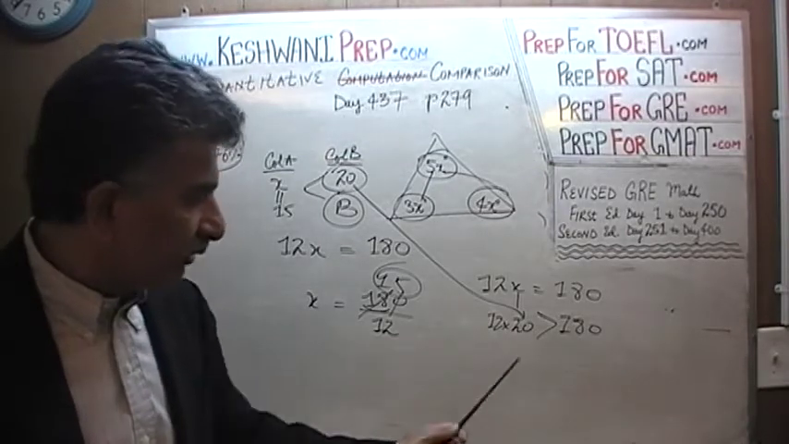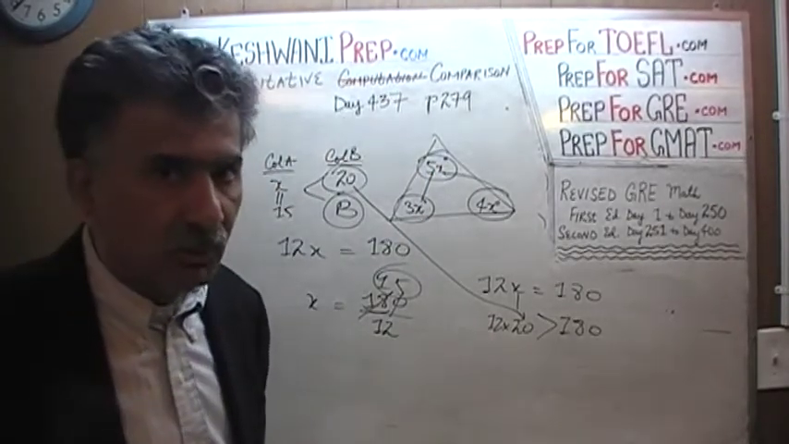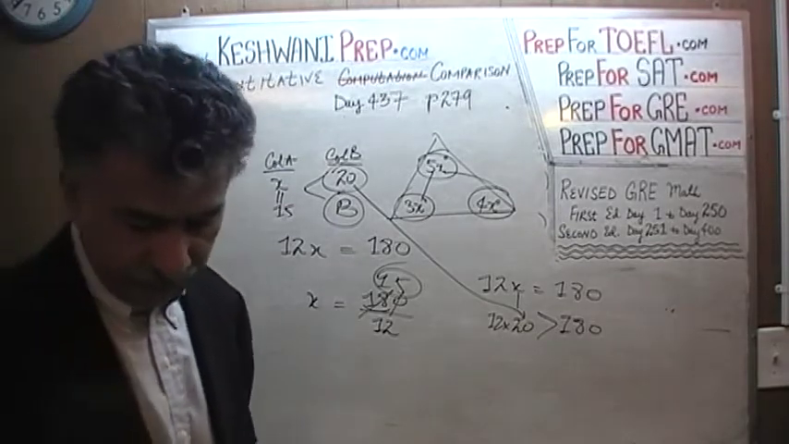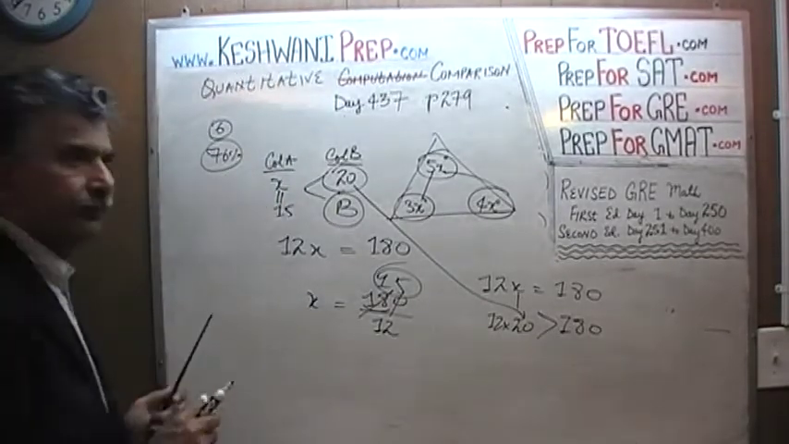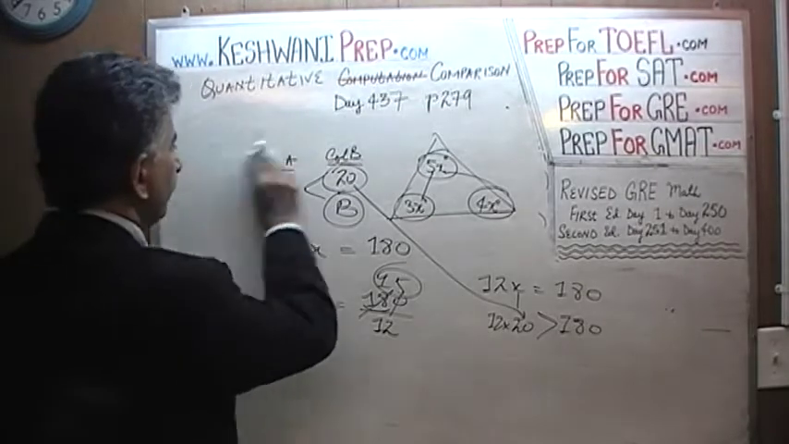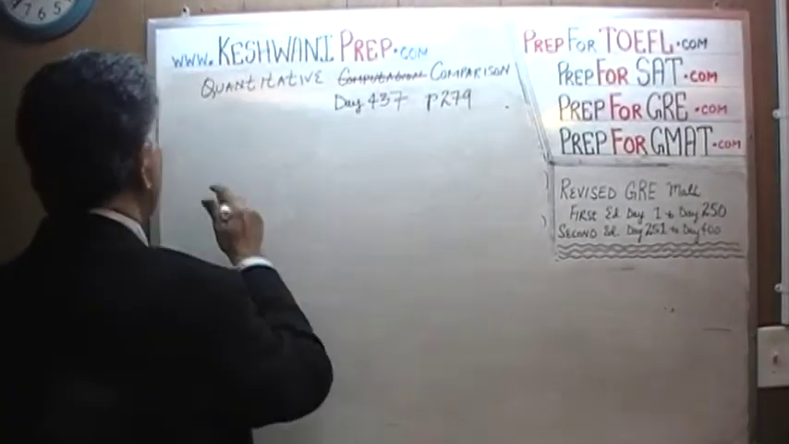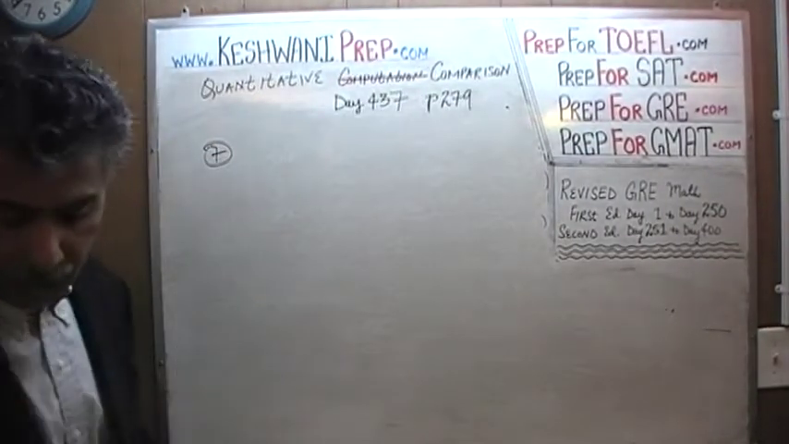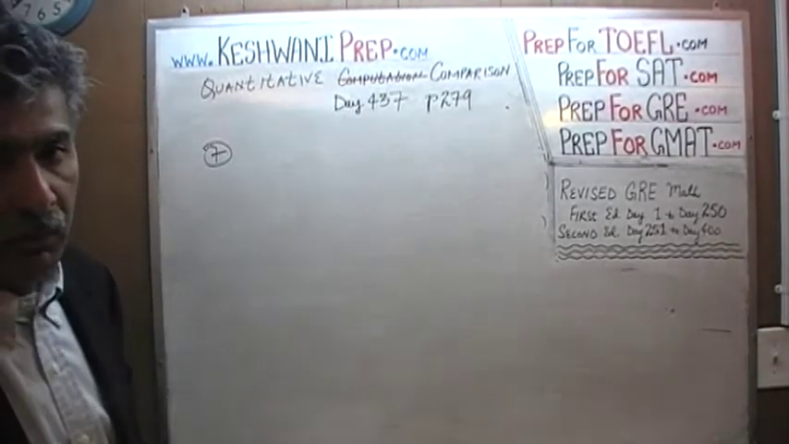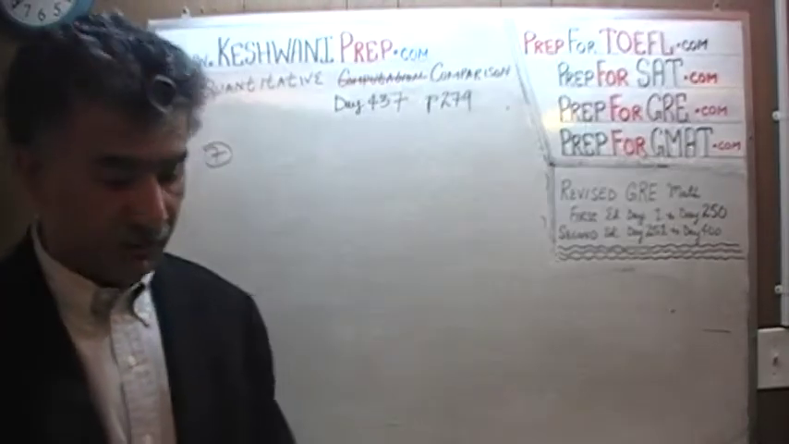It didn't occur to me because, after all, these questions are called quantitative comparison. We are supposed to compare the two quantities, not compute them. We ended up computing everything. I am ashamed of myself. Number seven. Always remember, quantitative comparison, which is why we write down the word computation and cross it out for emphasis, to remind ourselves that it is all about comparison, not computation.